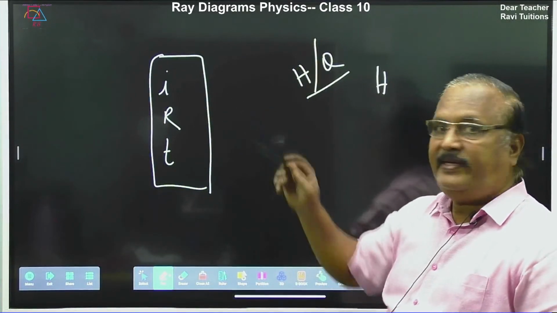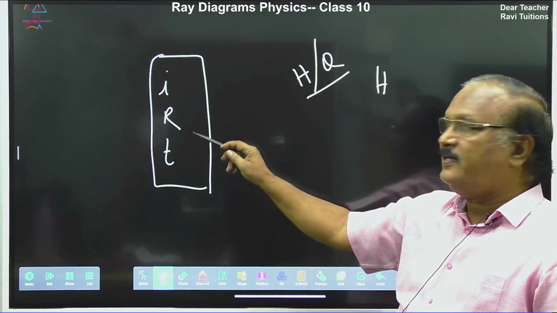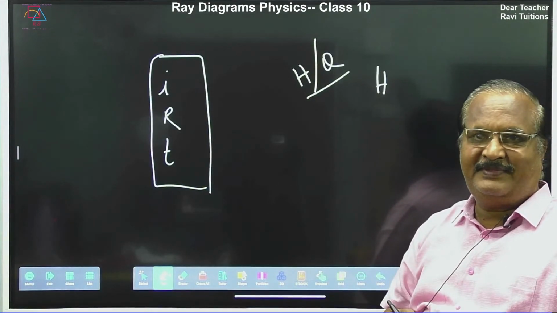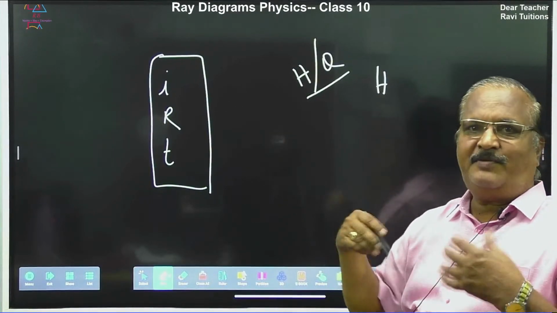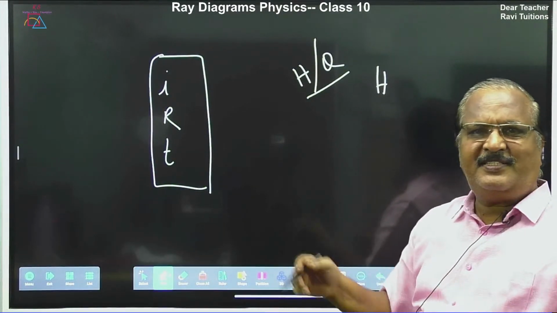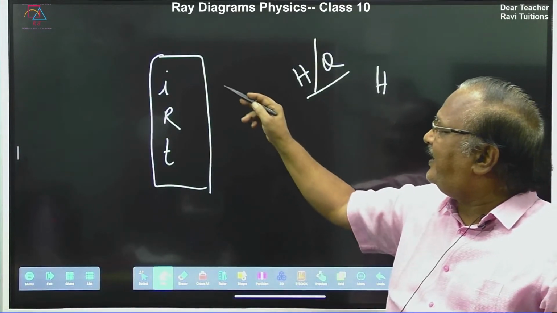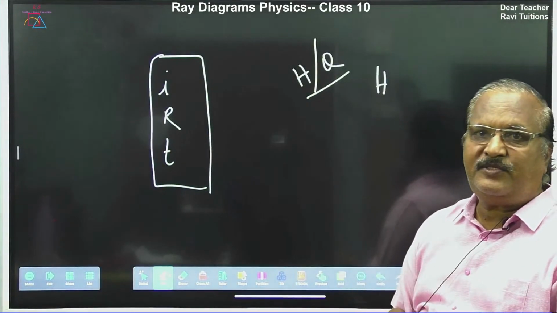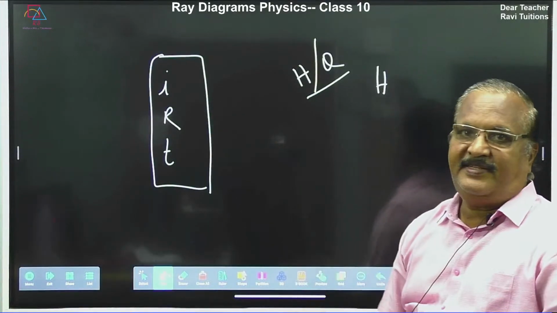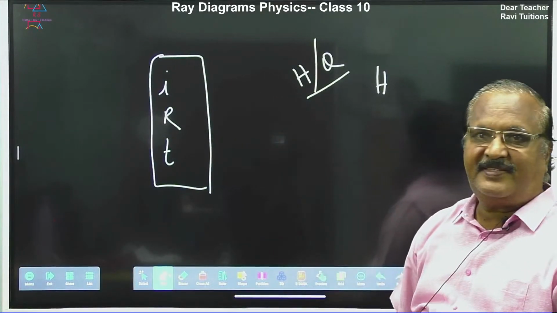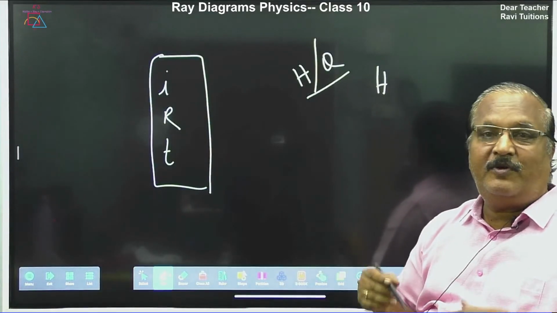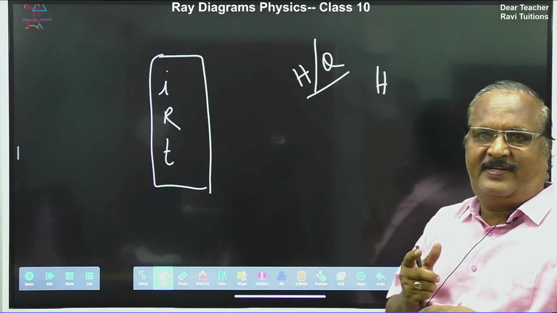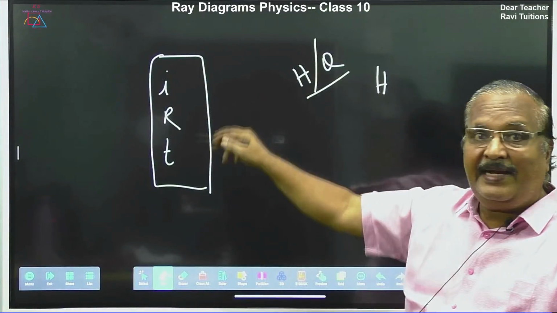I is the current, R is the resistance, and T is the time. More time, more heat; more current, more heat; more resistance, more heat. That means H is directly proportional to all the three. Directly proportional means when one is increasing, the other one is also increasing. H increases when I increases, H increases when R increases, and H increases when T increases. So all these three things are directly proportional.